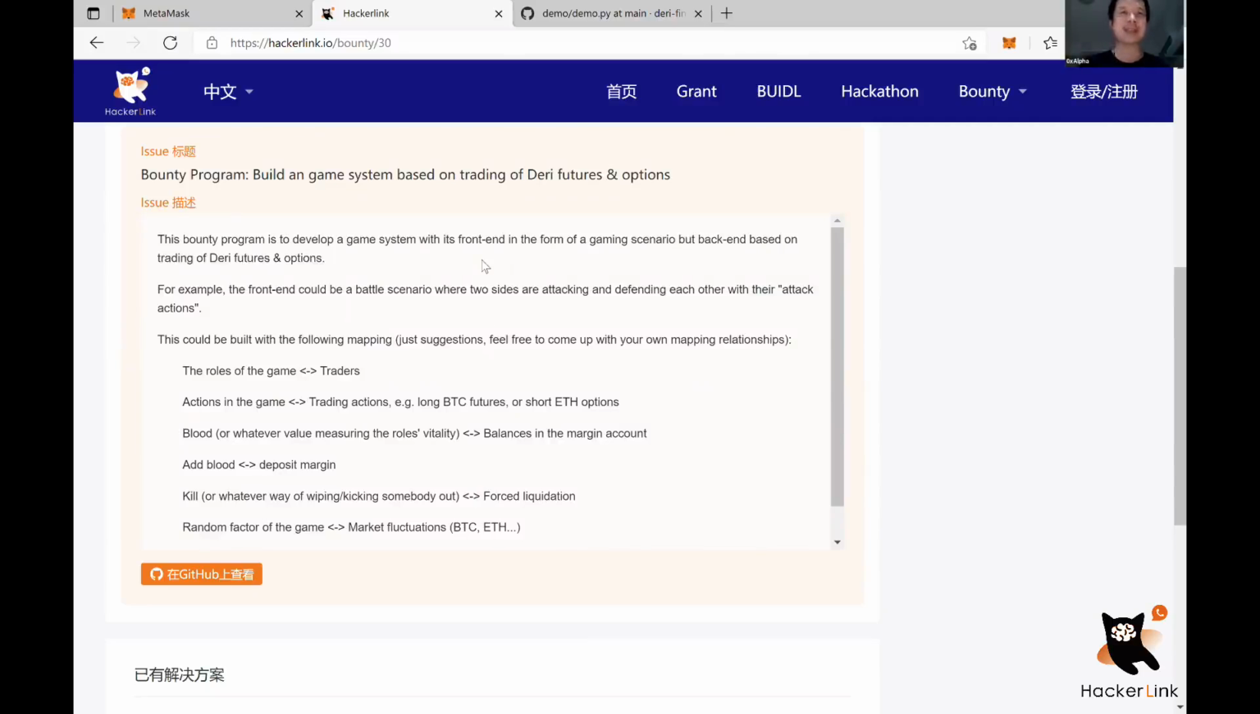So, for example, this front end could be a battle scenario. Well, it doesn't have to be, okay? This is just for example's sake. It doesn't have to be, but I just take some battling game as an example. So you build a battle scenario where, let's say, there are 2 sides in the battle. They're attacking each other and defending themselves with some attack actions.